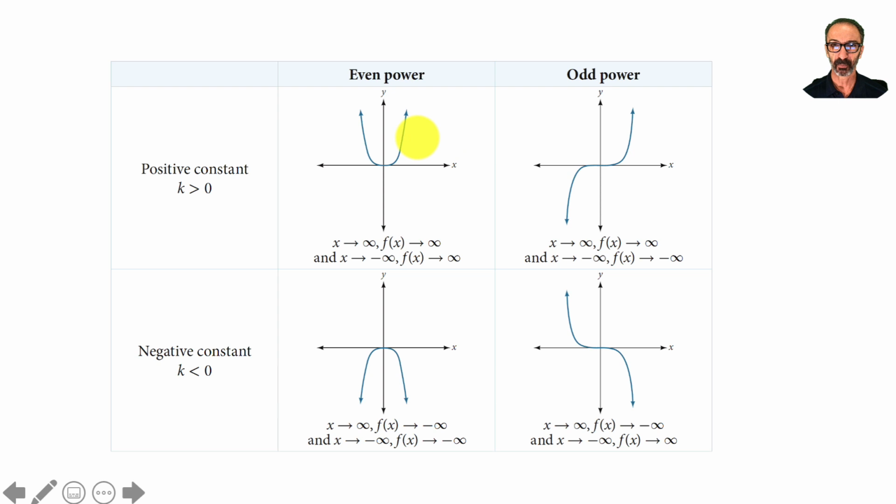For even power, they both point in the same direction, either both ends up or both down. For odd power, one end will point up and the other will point down, or the other way around. I'm not going to read this again because it was mentioned also, and you could see it. For example, this one says, as x goes all the way to the right, f of x goes down. As x goes all the way to the left, negative infinity, f of x goes to infinity, all the way up.